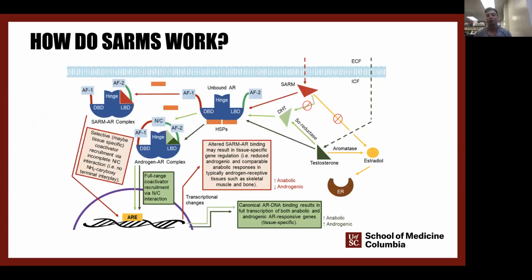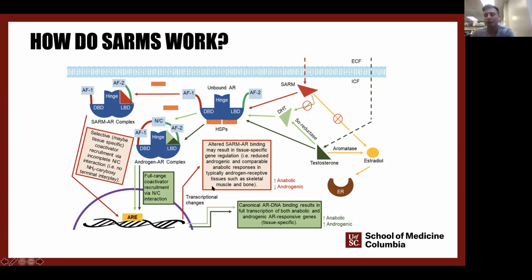All right, so how do they work? This is a little bit busy, but some of you might recognize this from the paper that Stephen and our team published. We talked about basic AR signaling before, so let's go over that real quick. We have our cell membrane here, and the androgen, in this case testosterone, is going to diffuse across the cell membrane and bind with the androgen receptor and fully activate that androgen receptor complex, which is right here.